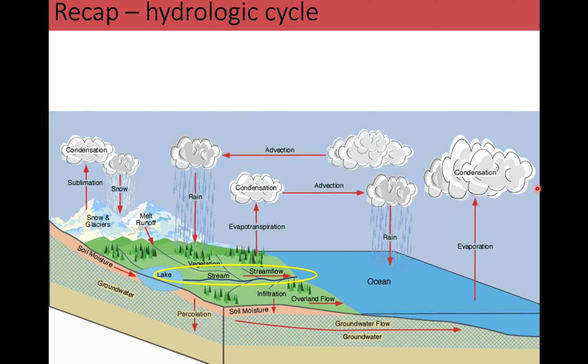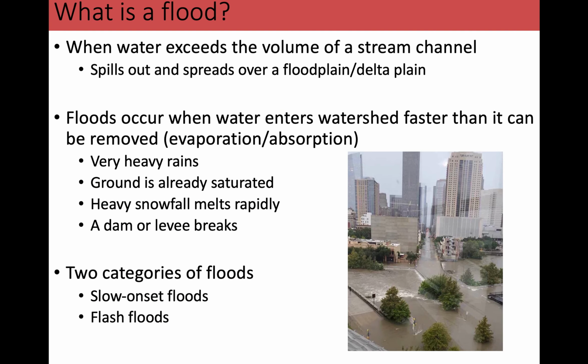So, if we remember, our hydrologic cycle or water cycle is how water moves from the ocean into the atmosphere to the land and vice versa. So we are still down here in this area, the stream area. We learned about streams and rivers in the first half of this week, and now we're going to talk about what happens when there's too much water in those streams and rivers.